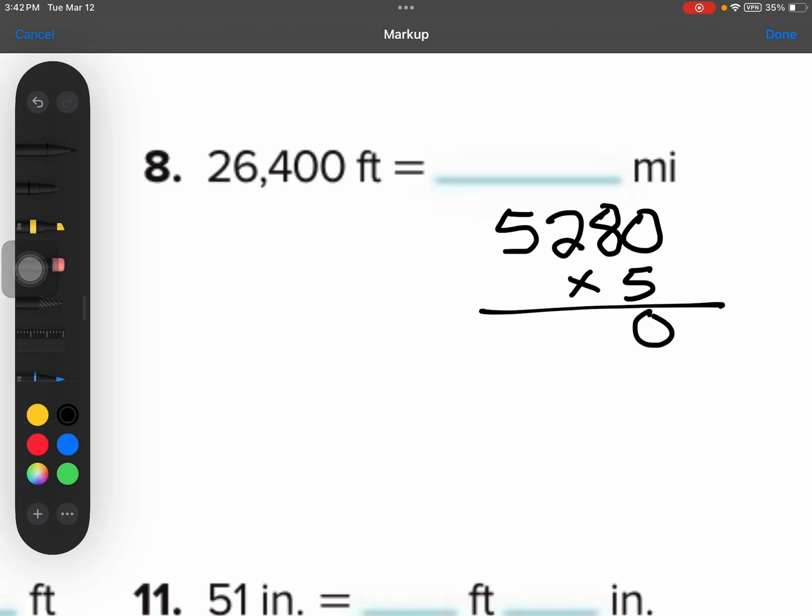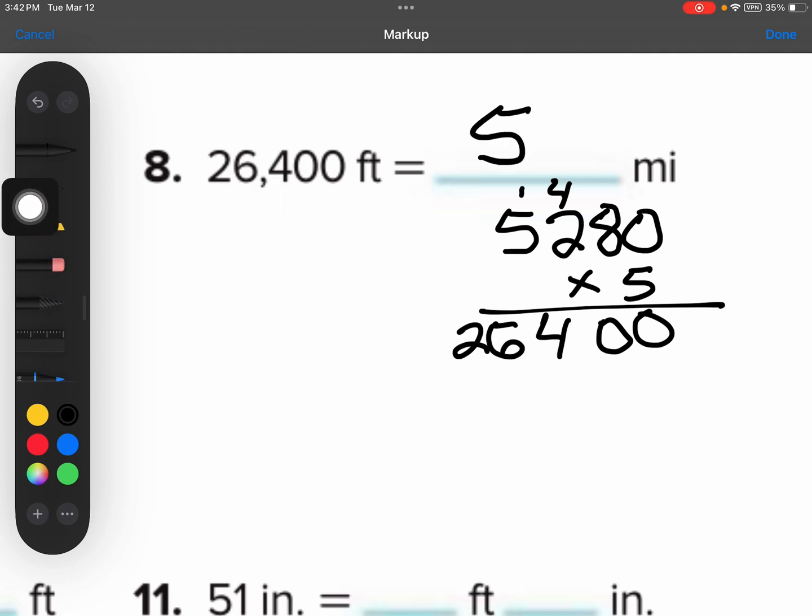5 times 0 is 0. 5 times 8 is 40. 5 times 2 is 10, plus 4 is 14. 5 times 5 is 25, plus 1 is 26. So there it is. So this beautiful big number is 5 miles. And we didn't have to do a ton of work because we looked at it and analyzed it.